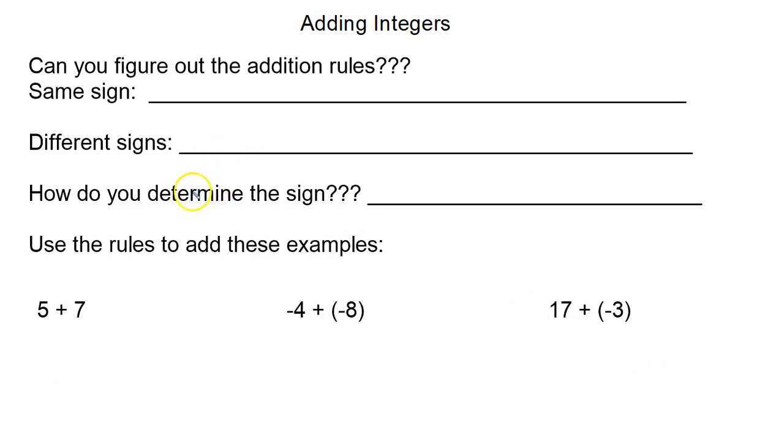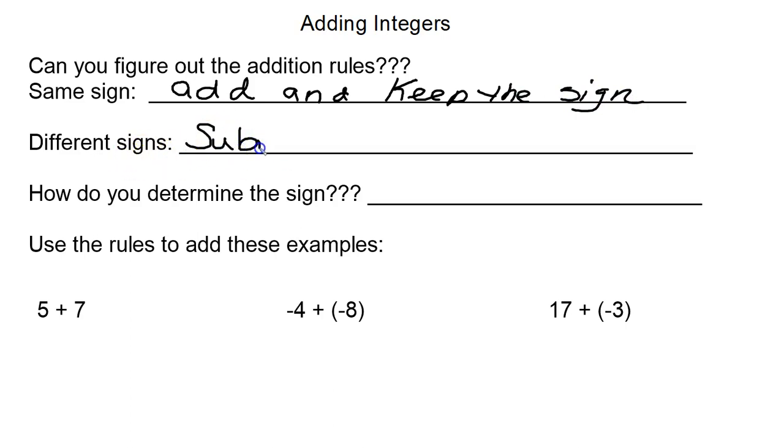So as we've been doing some of these examples, you might have figured out that when we have the same sign, we are simply just going to add and keep the sign. However, when we have different signs, we actually need to subtract the two numbers. And then we will take the sign of the higher absolute value.